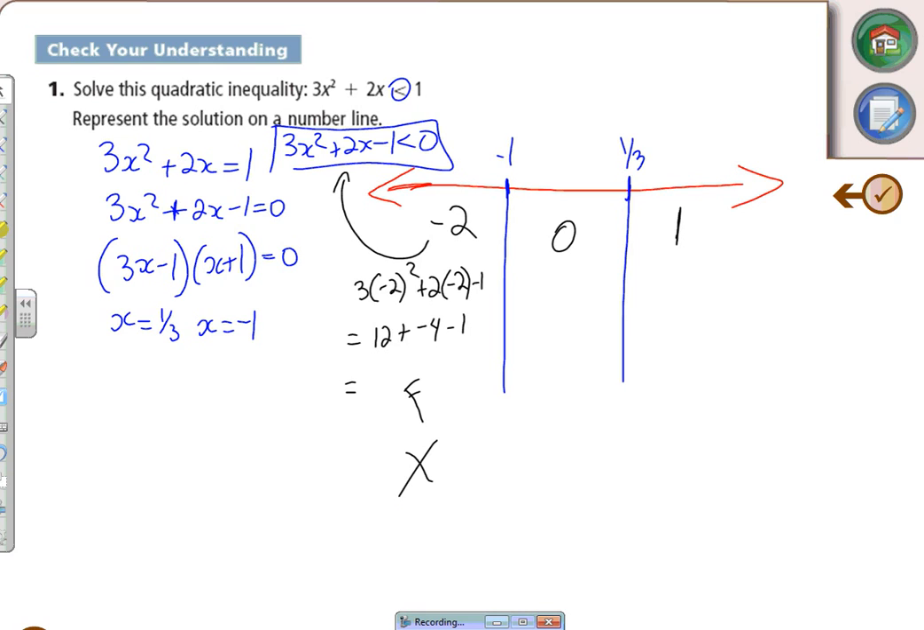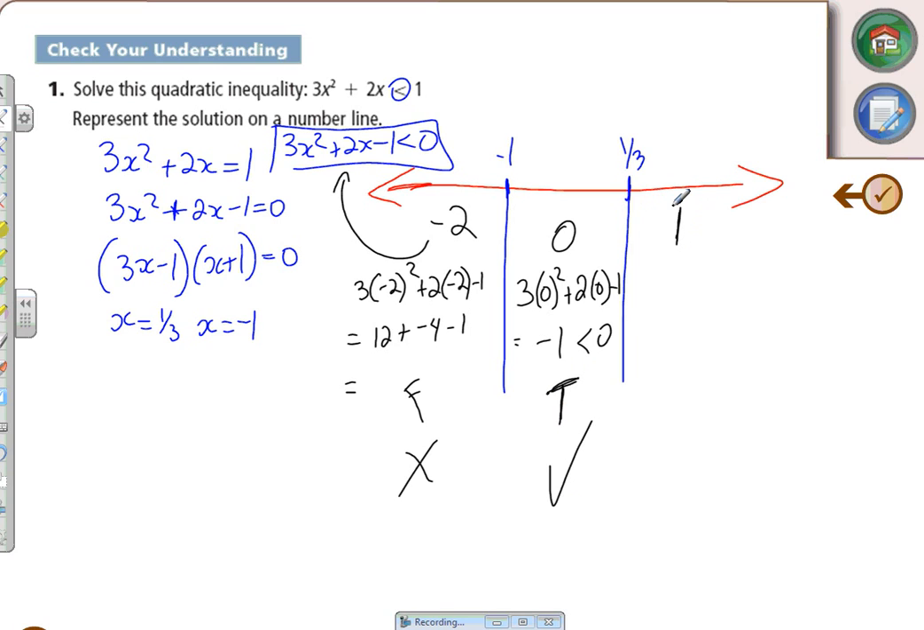Then we go to the 0. Do the same thing. Plug that value in and see if it is going to get to a number that's less than 0. So 3 times 0 squared plus 2 times 0 minus 1. That gives us 0 times 3, 0, 0, oh, negative 1. That's why I choose 0, because it's a nice number to work with always on these. Is negative 1 less than the 0 in this here? That's true. It is less than 0. So this is going to be part of our solution set.